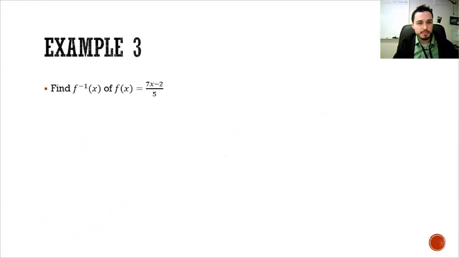Last one. Same thing. Let's treat this as a y. So really I've got to swap this y and this x. I've got x equals 7y minus 2 over 5.